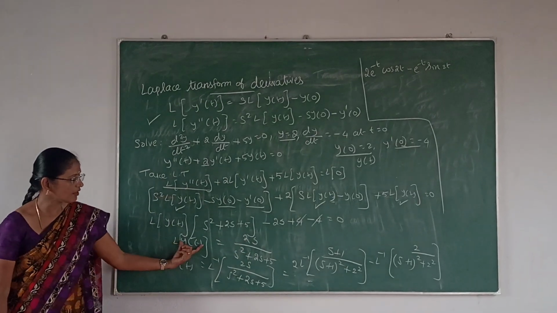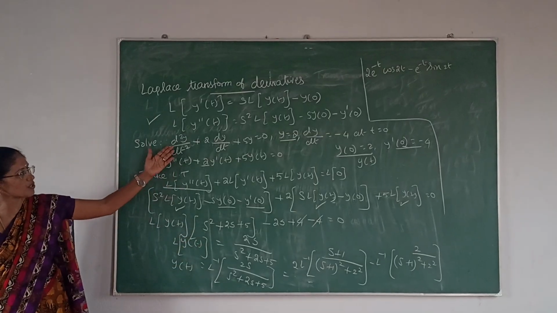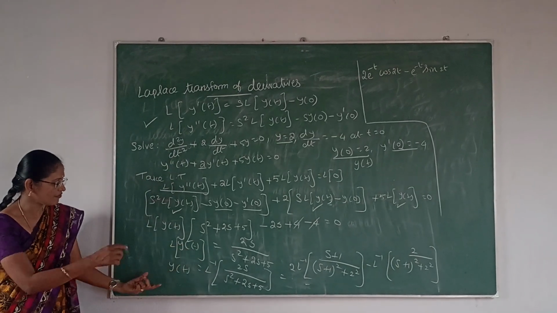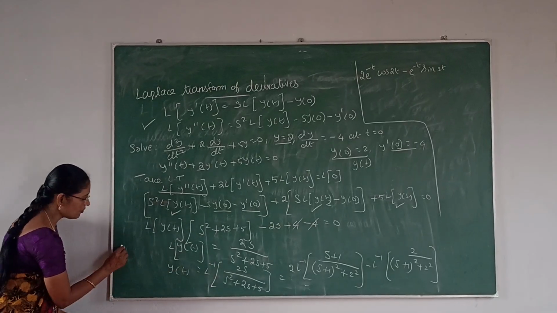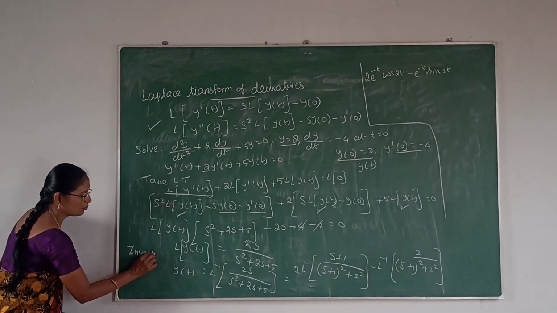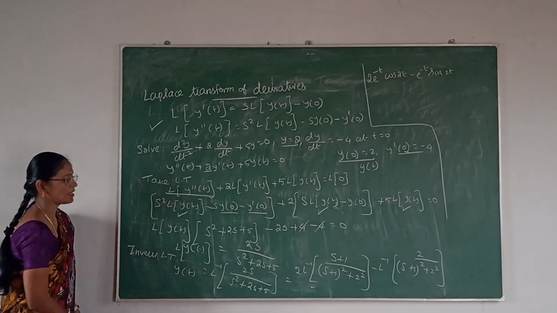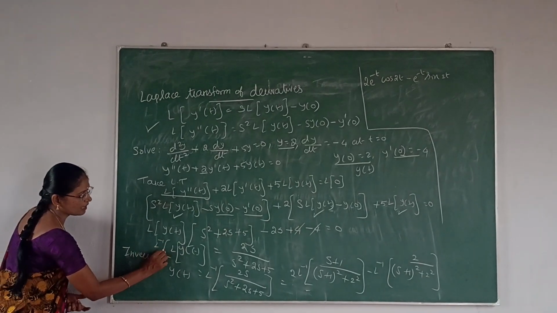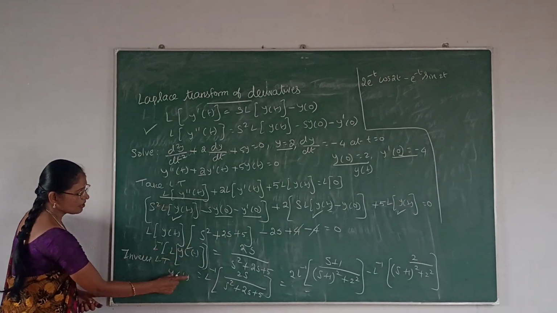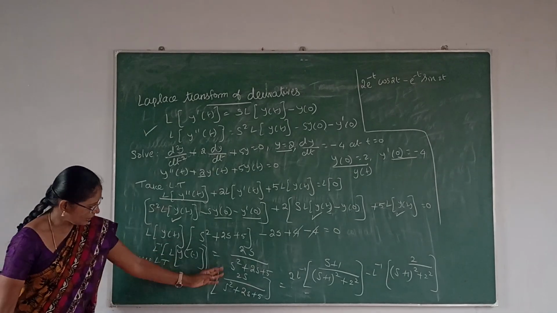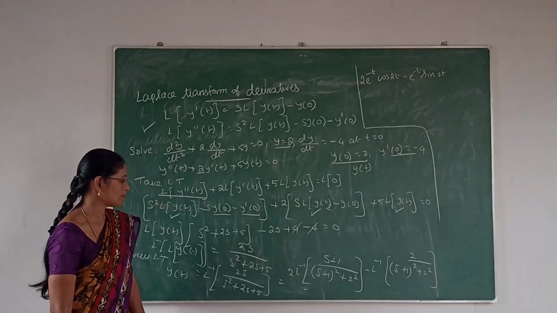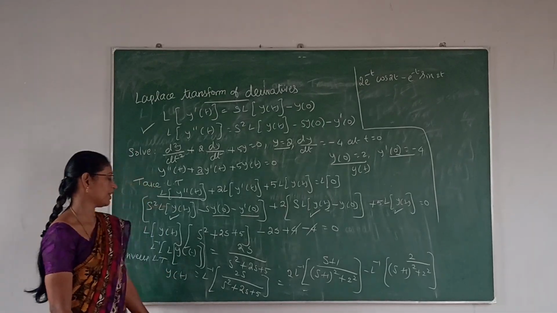Now we want to find the value of y of t. First we took the Laplace transform, and now you want the y of t answer. For that you apply the inverse Laplace transform on both sides. By applying the inverse, L and L inverse get cancelled, and we get y of t. Take L inverse on the right hand side: L inverse of 2s by s square plus 2s plus 5.